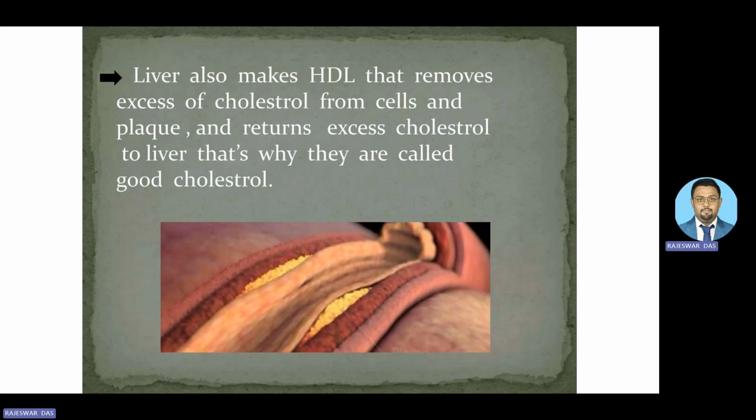The liver also makes HDL, high density lipoprotein, that removes the excess amount of cholesterol from the cells and the plaque and returns the excess cholesterol to the liver. That's why it is called the good cholesterol.